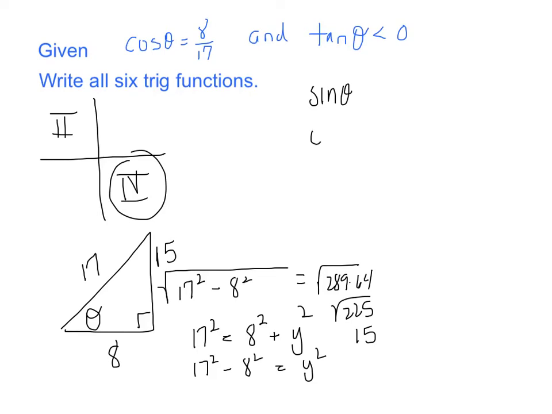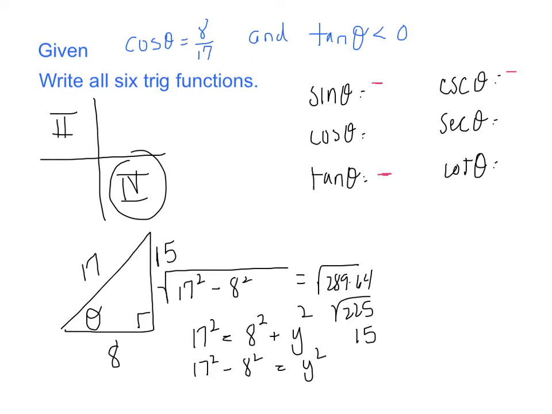Sine, cosine, tangent, cosecant, secant, cotangent. All right, and then this time what I'm going to do is go ahead and put in my signs. I'll do them in red so I can see them. But in the fourth quadrant, sine is negative, so that means cosecant's negative. Tangent's negative, which means cotangent is negative. Cosine and secant are going to be positive. All right? And then once you have that, then you can go ahead and write in your values.